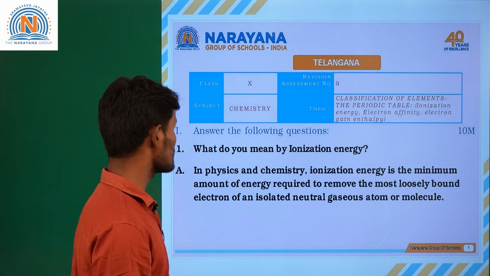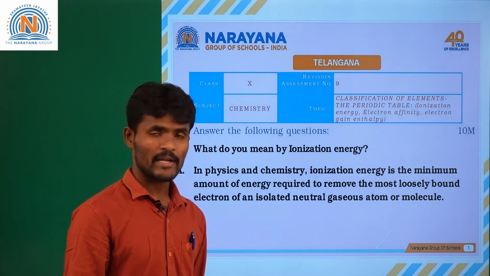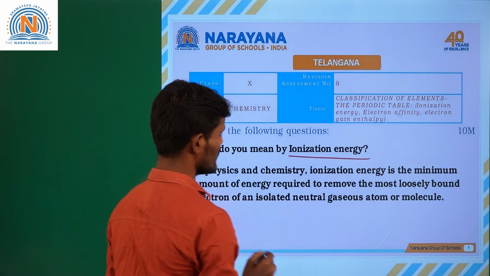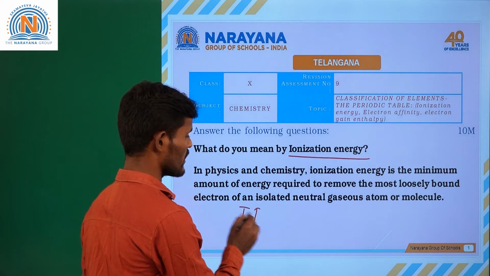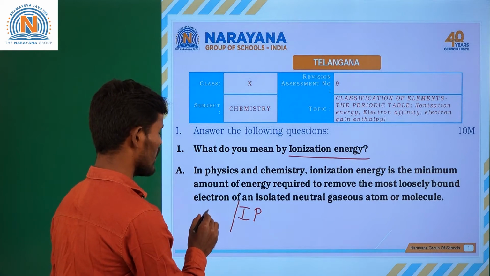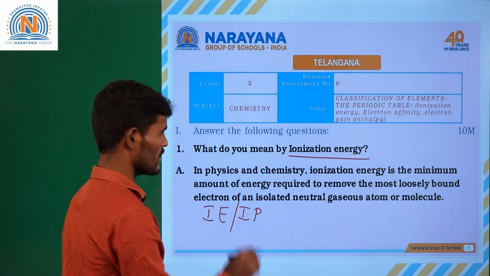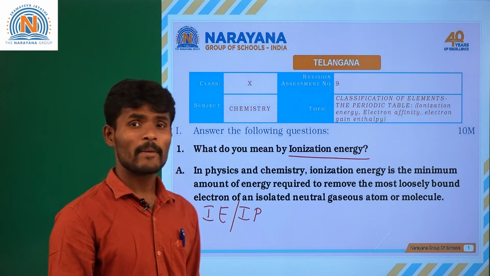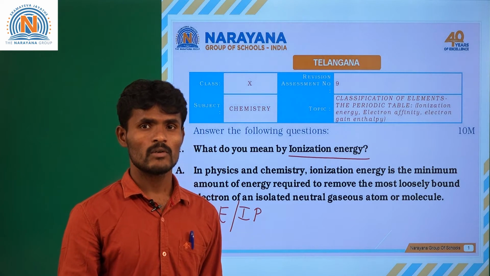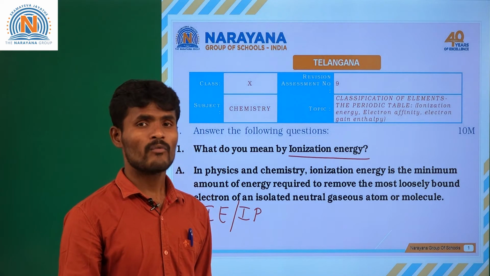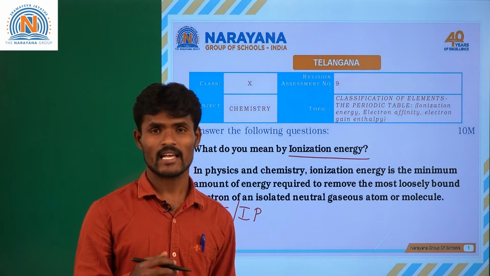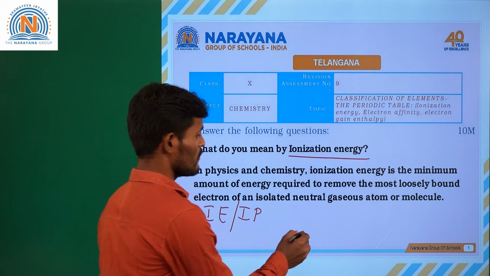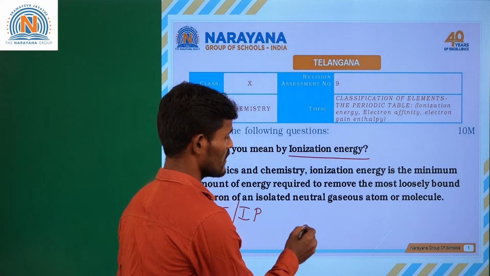Our first question is, what do you mean by ionization energy? Ionization energy is also called ionization potential. It is the minimum amount of energy required to remove an electron from an isolated neutral gaseous atom. For example, it is the nucleus.